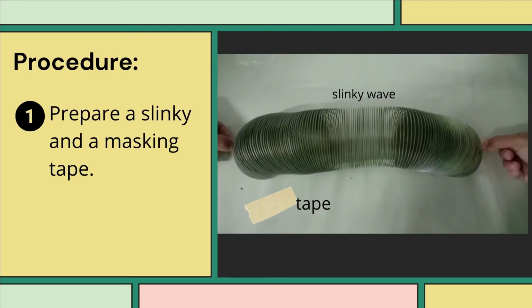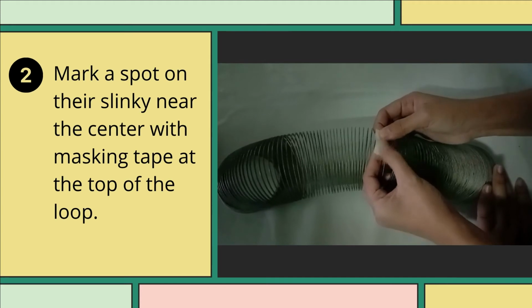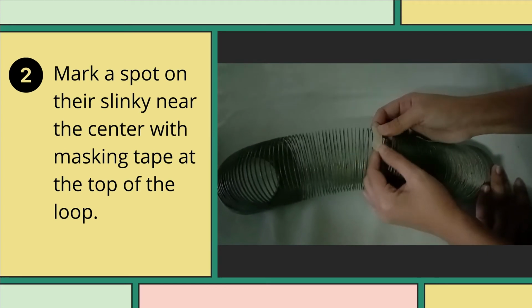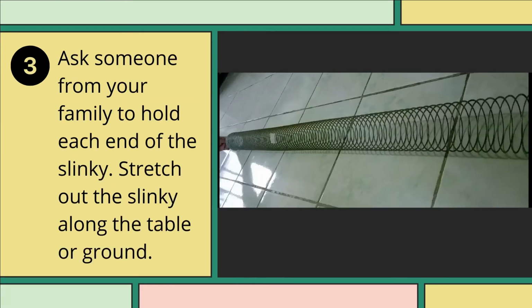And for the procedure, number 1. Prepare a slinky and the masking tape. Number 2. Mark a spot on the slinky near the center with masking tape at the top of the loop. Number 3. Ask someone from your family to hold each end of the slinky. Stretch out the slinky along a table or ground.